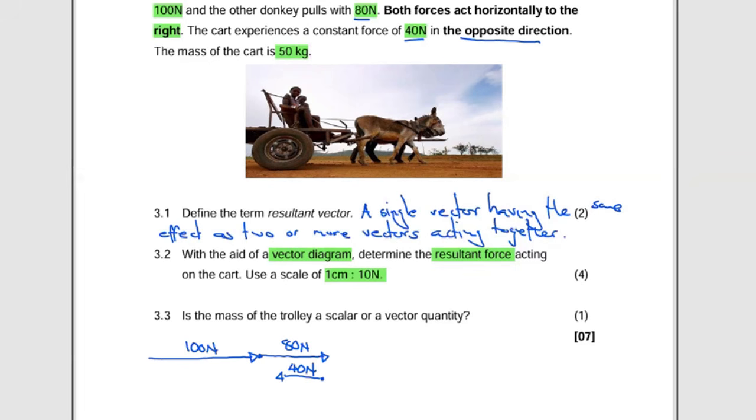Then I'm asked to determine my resultant. Generally, to determine our resultant, we choose a direction, maybe to the right, as being positive. So everything going to the right has to be positive. Therefore, I'm going to have 100 being positive, plus 80, which is positive, but my 40 is heading in the opposite direction, so I'm supposed to subtract that one. Therefore, at the end of the day, I'm going to get a value of what?